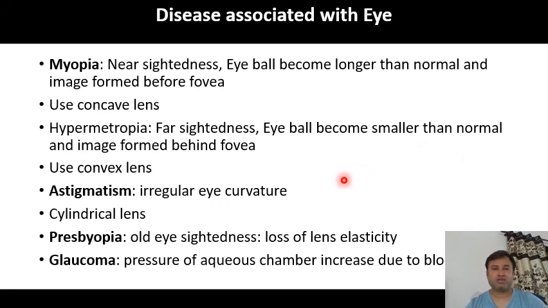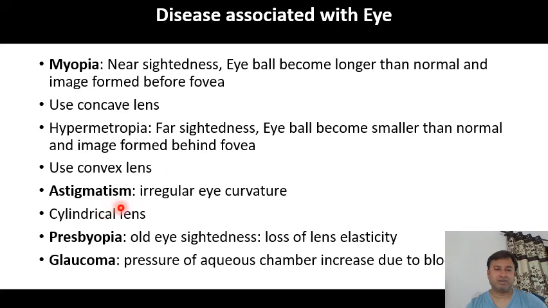Now come to the diseases associated with the eye. First is myopia, also called nearsightedness. In myopia, the eyeball becomes longer than normal and the image is formed before the fovea. For the treatment of myopia, we use a concave lens. Second is hypermetropia, also called farsightedness. In farsightedness, the eyeball becomes smaller than normal and the image is formed behind the fovea. For proper treatment, a convex lens is used.